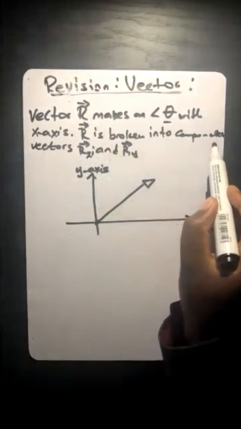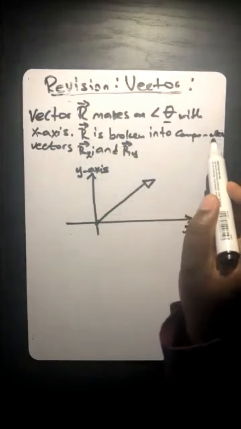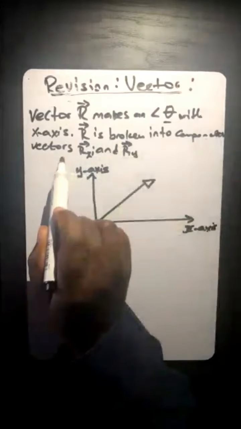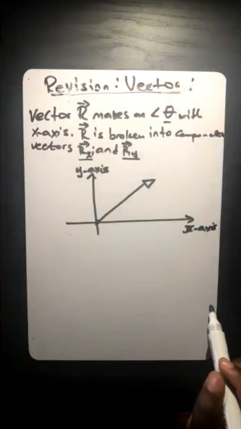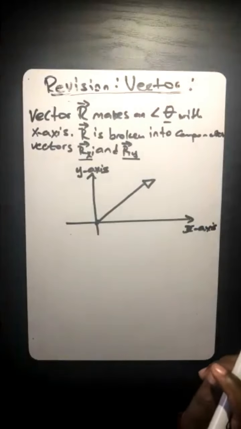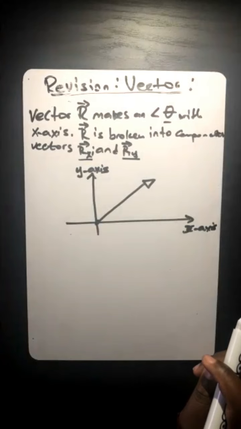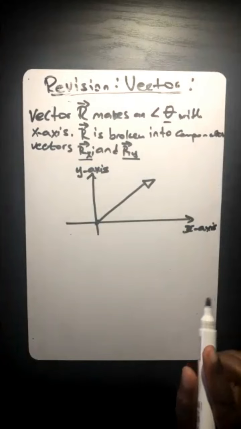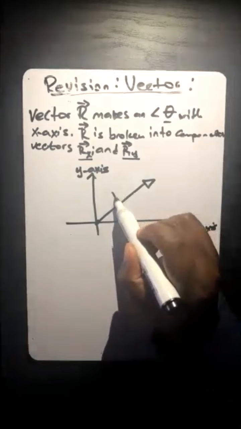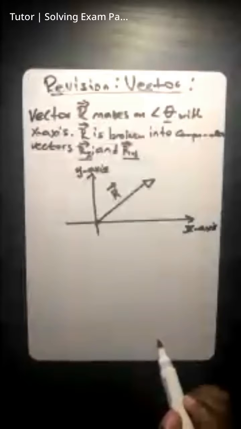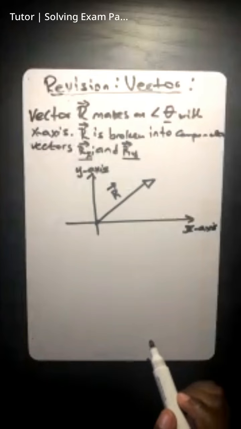R is broken into component vectors, vector Rx and vector Ry. So in this part, I'm actually explaining what we call the components. That means this vector R can be broken into components.